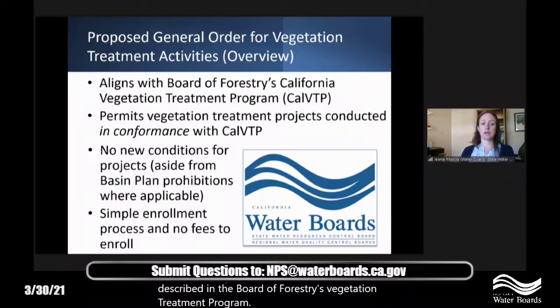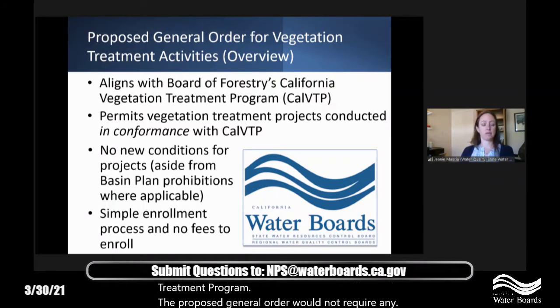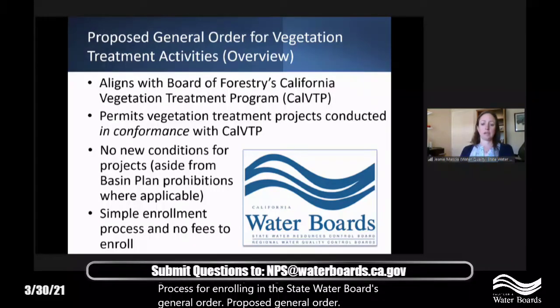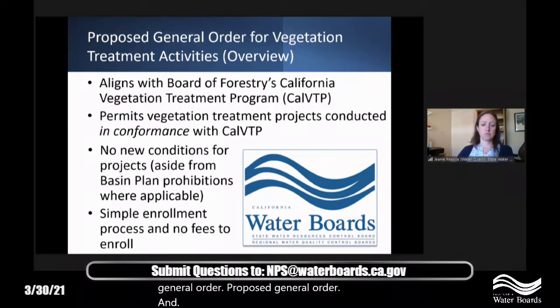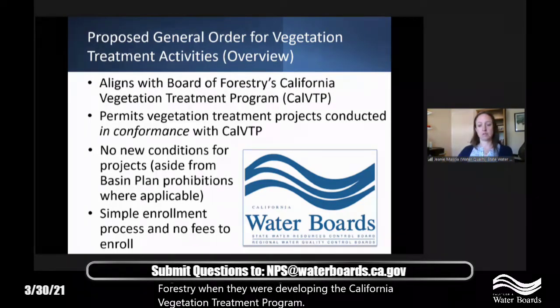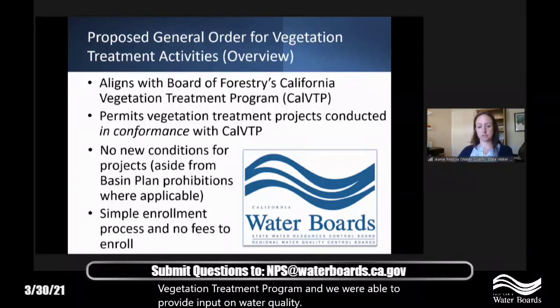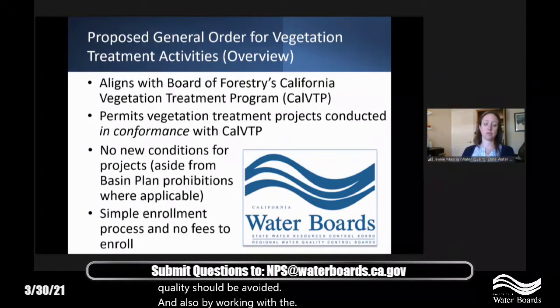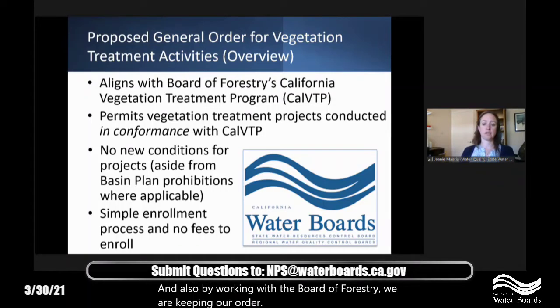The proposed general order would not require any fees, and there would be a very simple process for enrolling in the State Water Board's proposed general order. And because we worked closely with the Board of Forestry when they were developing the California Vegetation Treatment Program, and we were able to provide input on potential water quality impacts from vegetation treatment, we have confidence that if people follow the Board of Forestry's program, then impacts to water quality should be avoided. And also by working with the Board of Forestry, we are keeping our order streamlined and efficient while also supporting the goal of the state to increase the pace and scale of vegetation treatment.